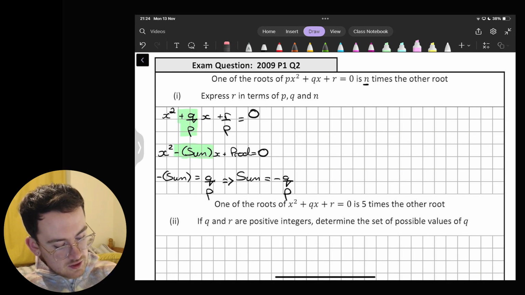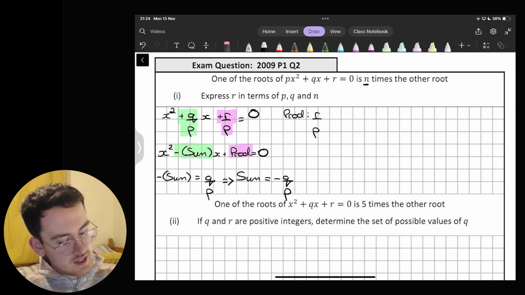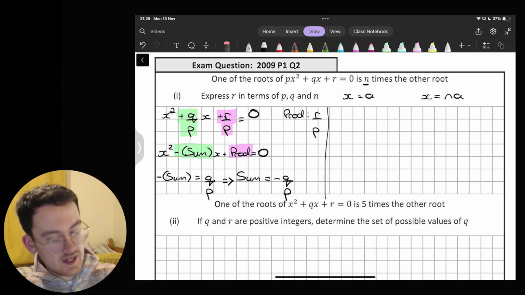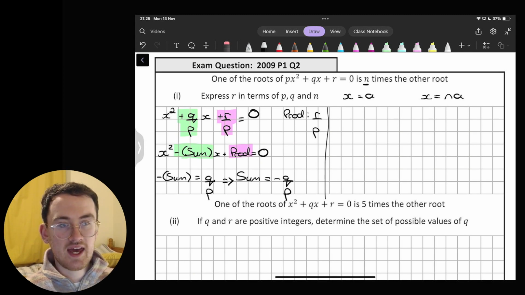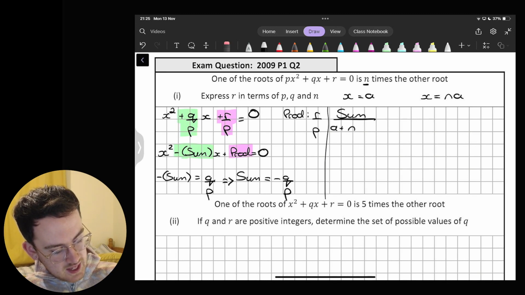Then similarly, the product of my roots is going to give me r over p. So let's just define our roots here. Let one of the roots be a, and if the other root has to be n times bigger, let's make it na. Let's get the sum. The sum is just going to be a plus na, and we know that the sum is equal to minus q over p.